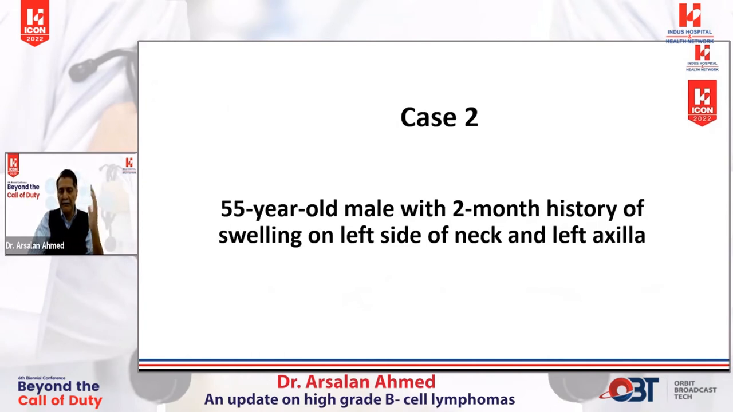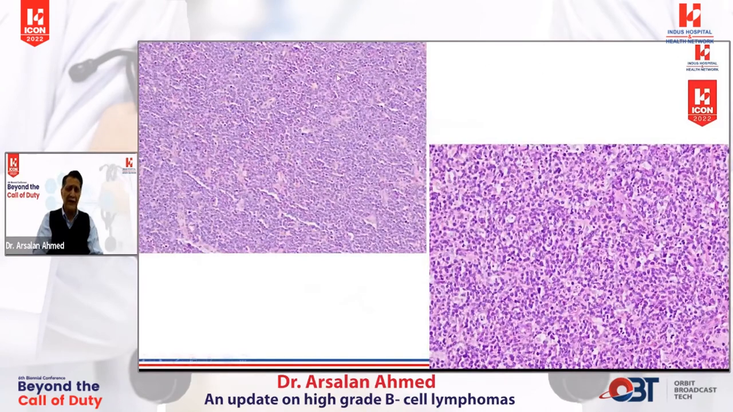They will always make up the major bulk of large aggressive high-grade B-cell lymphomas. My second case is a 55-year-old male with a 2-month history of swelling on the left side of the neck and left axilla. This appeared in diffuse sheets. They looked intermediate in size. They are not very high grade. They were very blue looking.